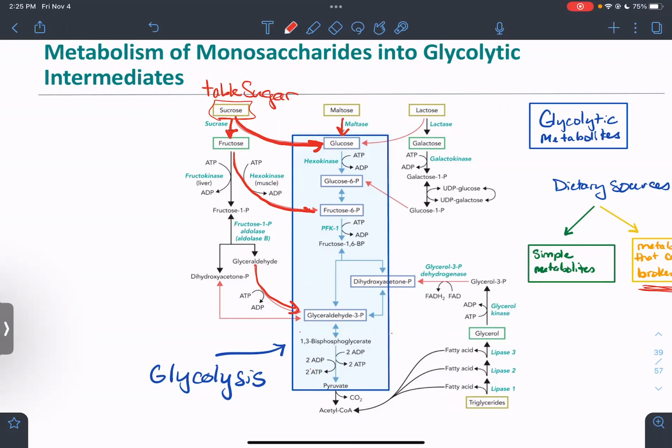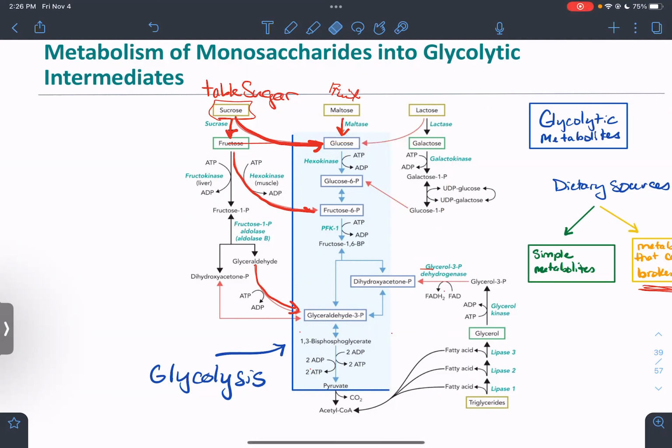Lactose, on the other hand, is the one in milk. Maltose is found in fruit, but lactose is in our milk, and lactose is 2 monosaccharides hooked together to make a disaccharide. One is glucose, which comes in directly.